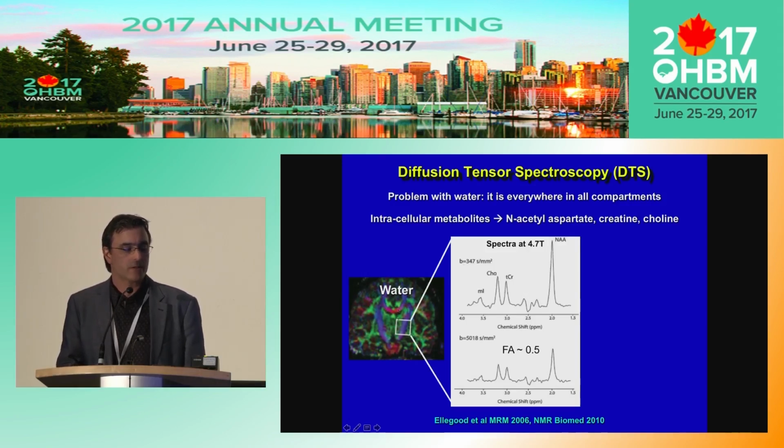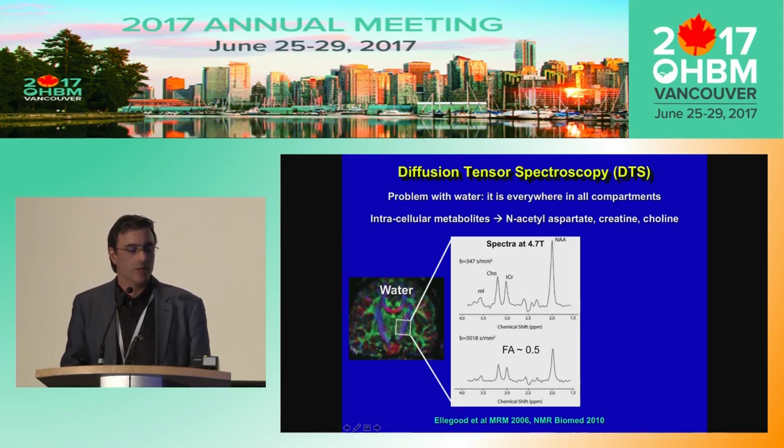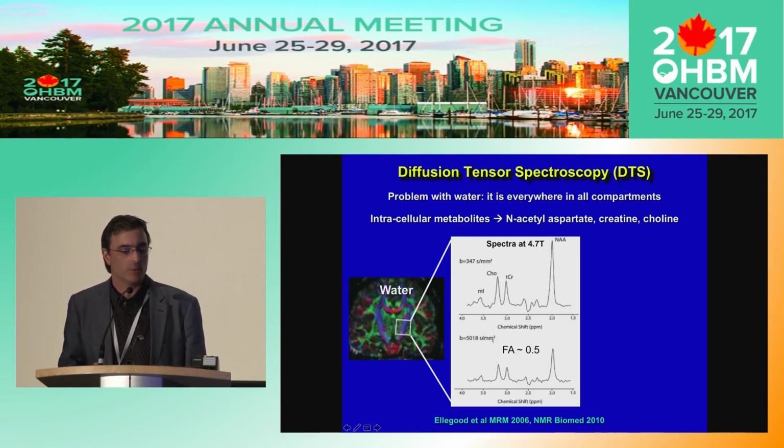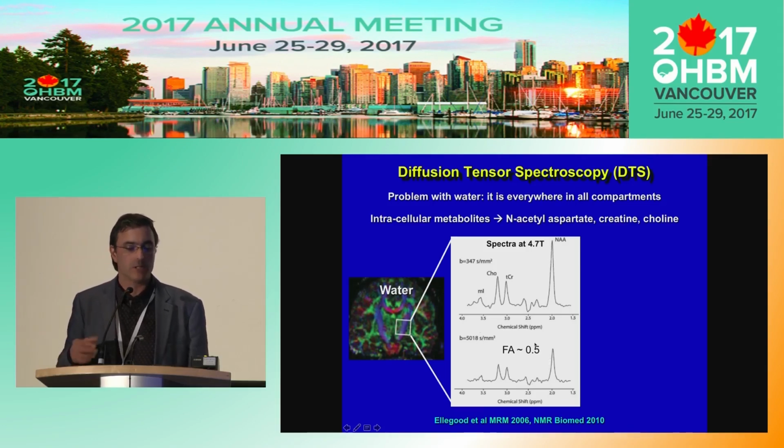So here's a classic color map. You put a voxel on, you get a spectrum. You can see NAA, creatine, choline, myoinositol. This is at a b-value of 347. And then if you go to a b-value of 5,000, the peaks attenuate just as you would for water. You can calculate MD, FA, lambda 1, lambda 2, lambda 3, etc. And in this case, we get FAs of around 0.5 for the metabolites in a white matter tract.